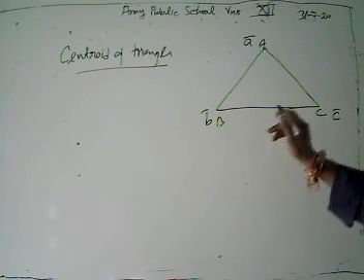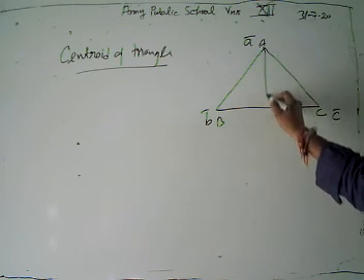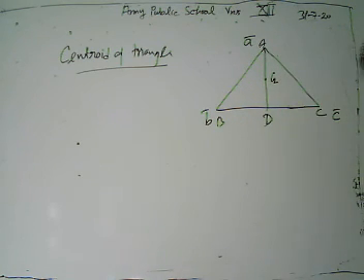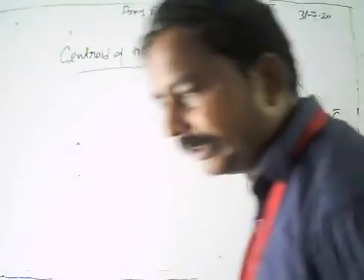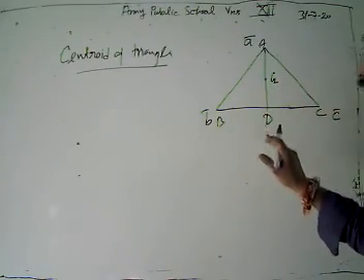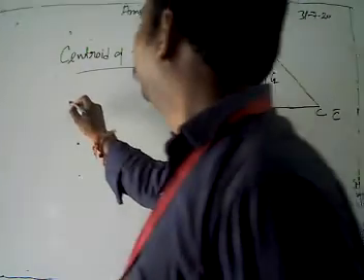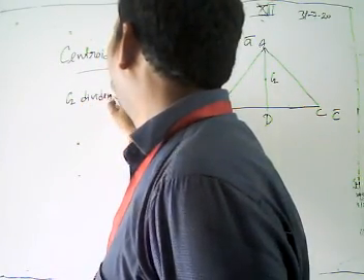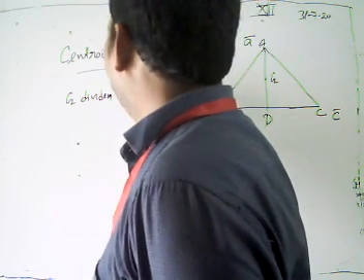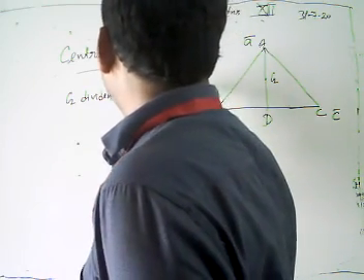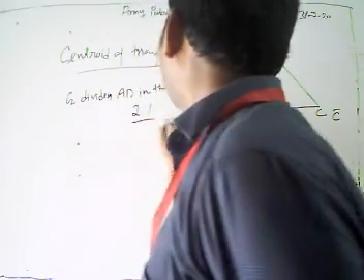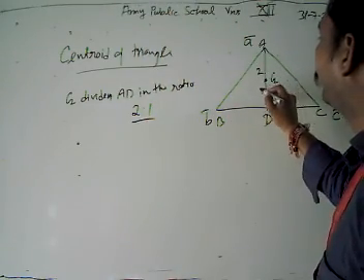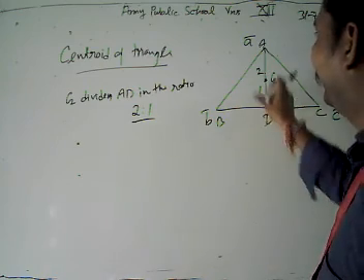Now look, we have to find the centroid of the triangle. Suppose AD is our median, and G is our centroid. Now we have to find the coordinate of G. G divides AD in which ratio? In the ratio 2:1. Look, AD is our median there.